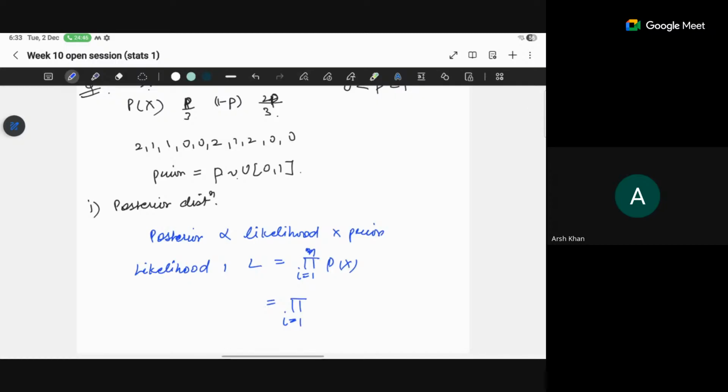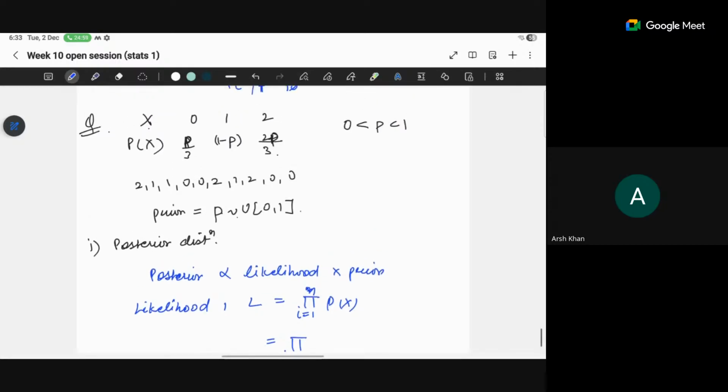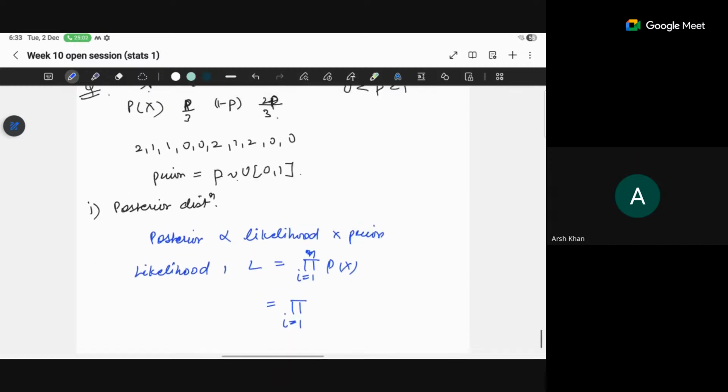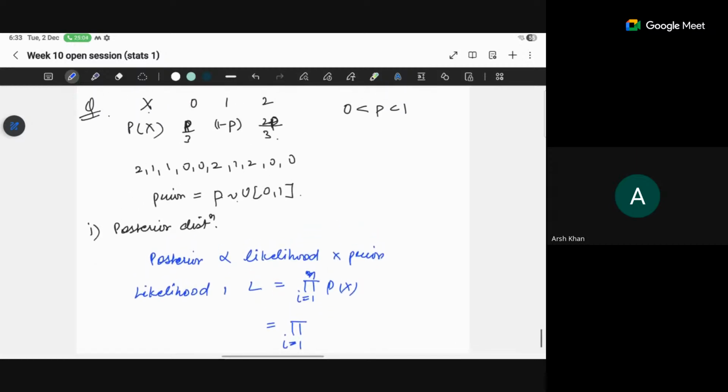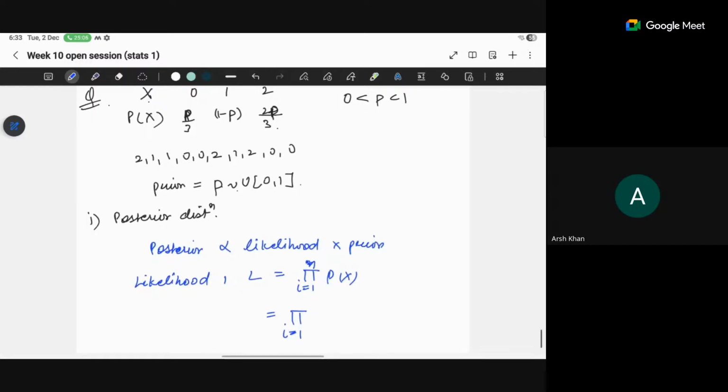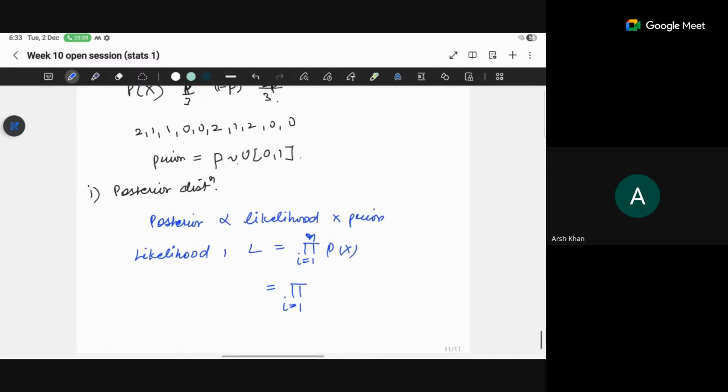10 samples. 0 appears 4 times, and 3 times. We have 10 samples, right? Yes. X is following 0, 4 times; 1, 3 times; 2, 3 times. So this is like 10 times, right?